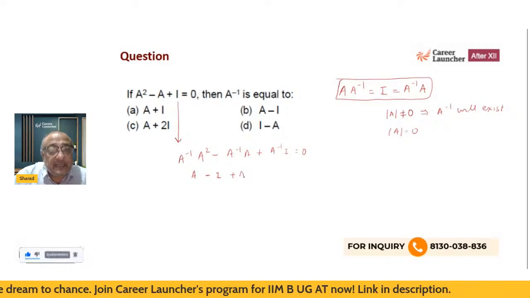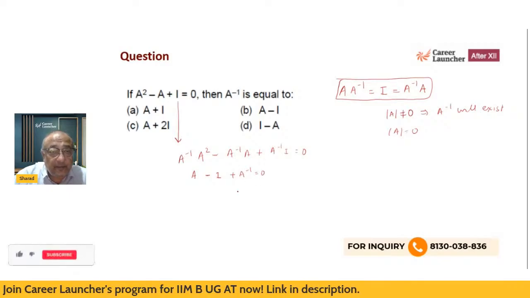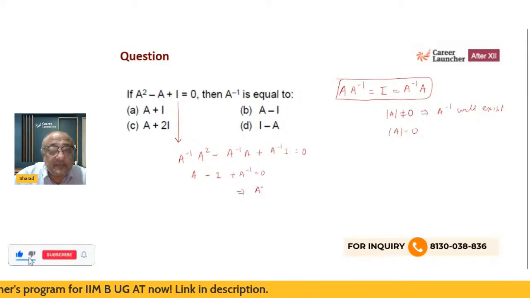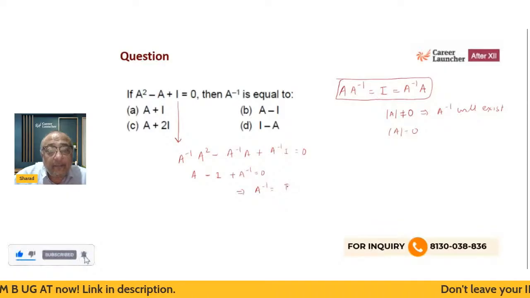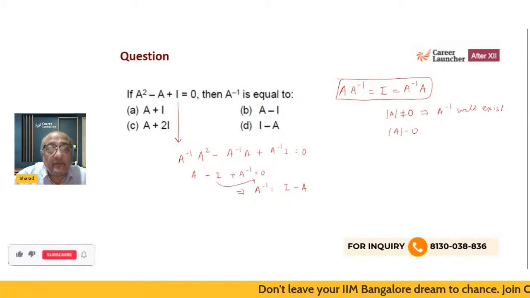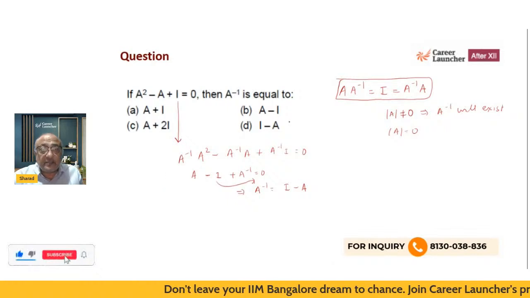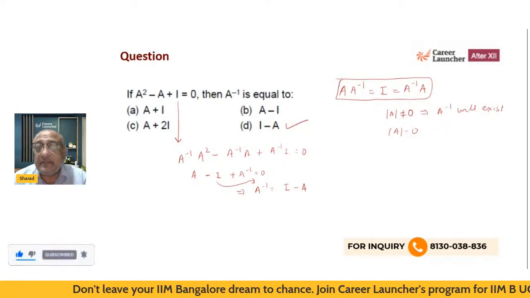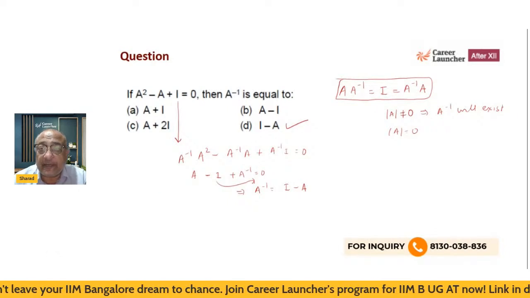Okay, so this is A inverse is equal to 0. From here, we'll get A inverse is equal to I minus A. Why? How? We have just put it on the other side. So this is my answer. So this was a simple question. It was just a concept explainer.